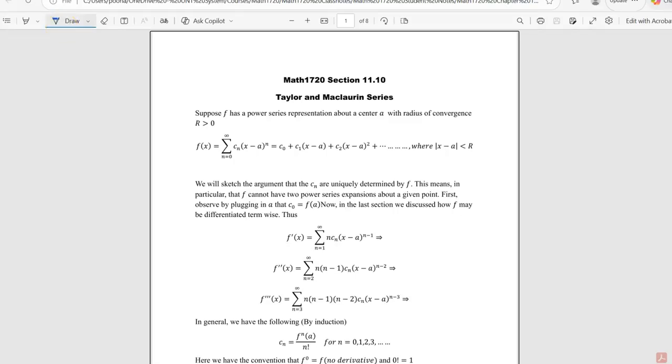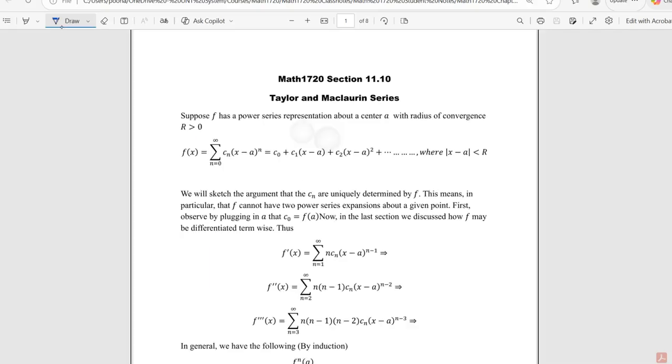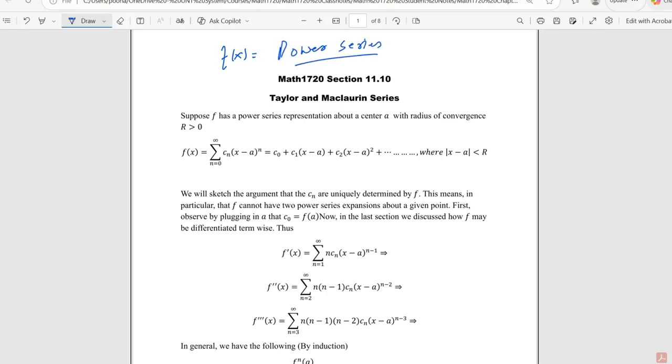Today we are working on Taylor and Maclaurin series. So we did power series before in 11.9. Suppose f has a power series representation. So we learned how to write a function as some kind of power series in the last section, right? That's what we did. Now we are here to claim that we are able to find the power series coefficients easily in the Taylor series.